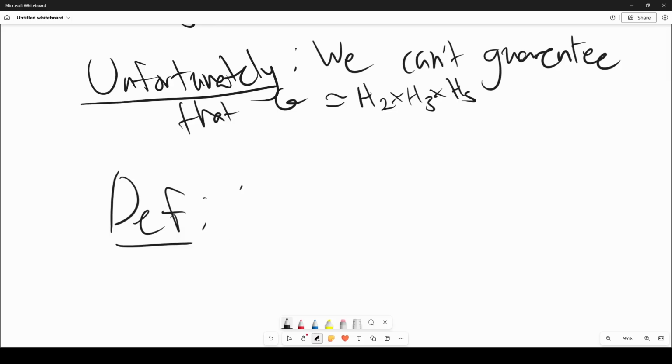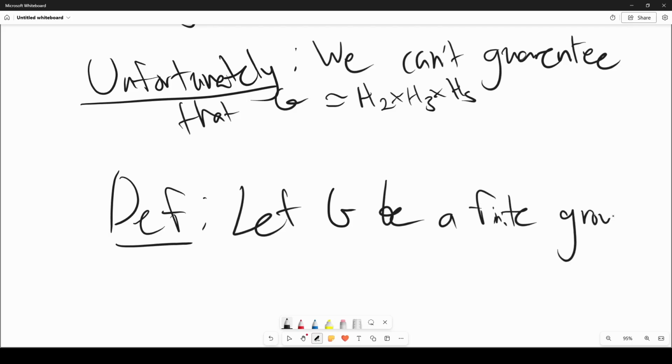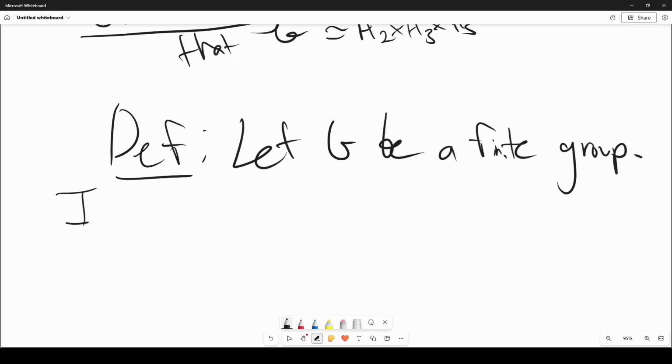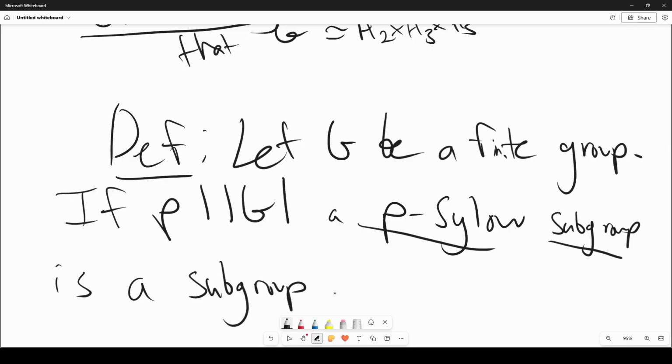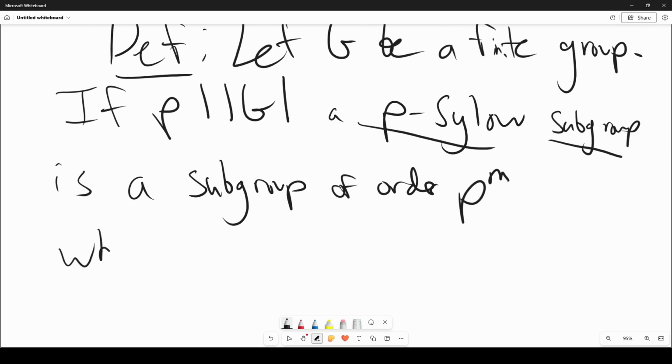Okay. So we'll do 2 definitions. Let G be a finite group. If p, which is a prime, divides the order of G, a p-Sylow subgroup is a subgroup that has size p to the n, which is similar to 2 cubed here, where basically that's the highest power of the prime that goes into the order of G. So it is a subgroup of order, let's say, p to the m, where p to the m plus 1 does not divide the order of G.